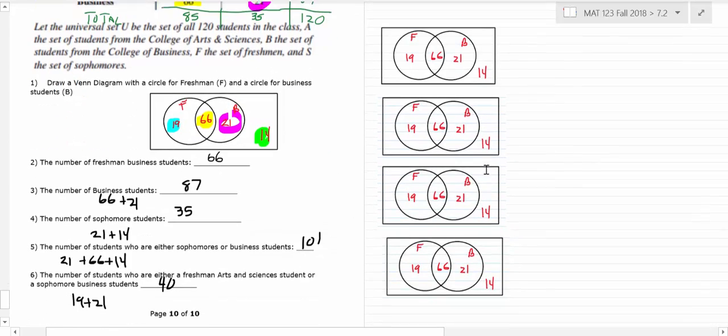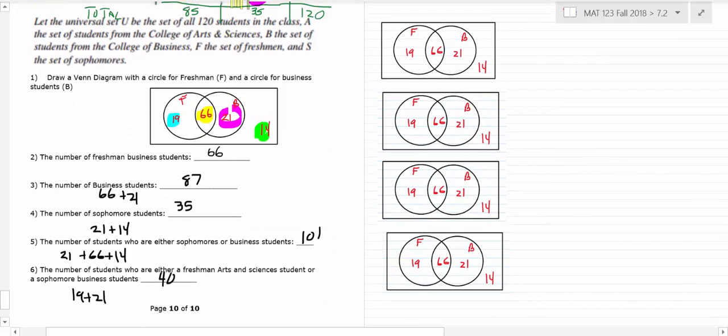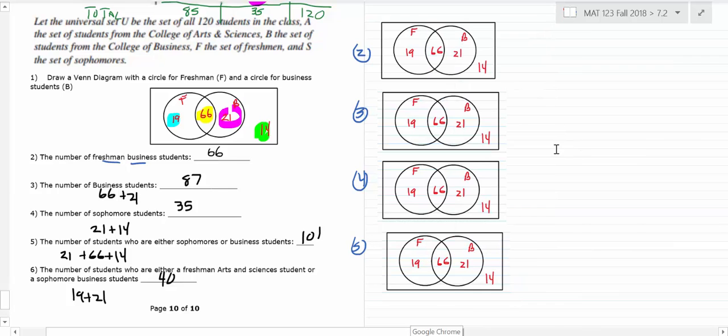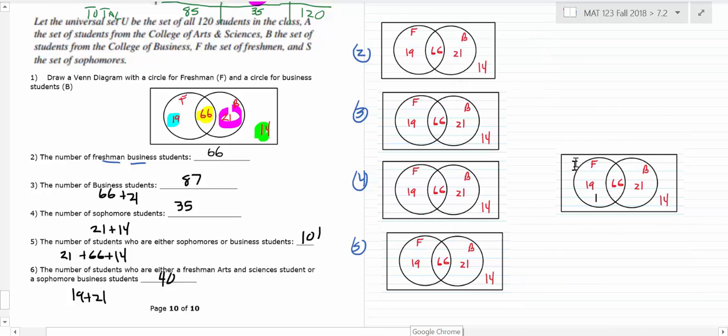Now what we're going to do is I'll show you how we get the answers to these problems. So what we're doing on this one right here is the number of freshman business students. So I'm going to do number 2, 3, 4, 5, and 6. I think I might need to do one more little thing here. I'm trying to put this together with these Venn diagrams. Then we'll do number 6 over here. You can look at how I got the answers.